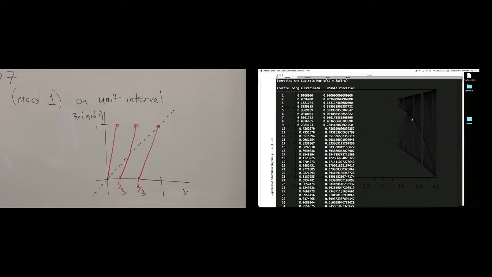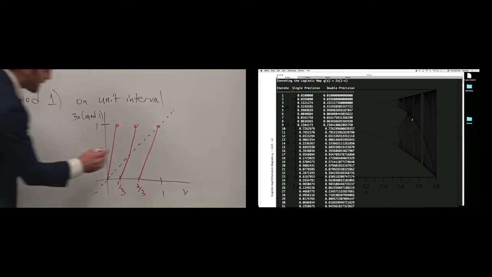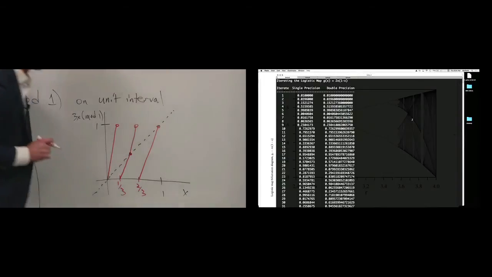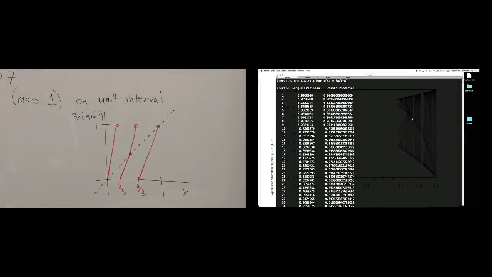Does that make sense? If I plug in 1/2, do I get 1/2 back? Yeah, good. Right, 1/2, plug it in, I get 3/2 because I multiply it by 3. Take off the integer part of 3/2, I get 1/2 back. So I've manufactured that fixed point at 1/2 with this modular business.